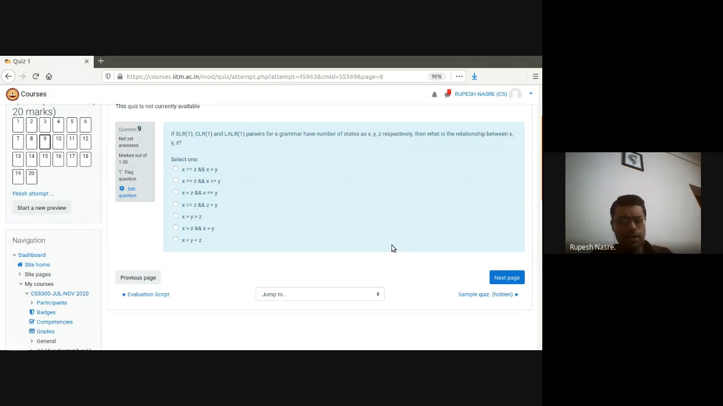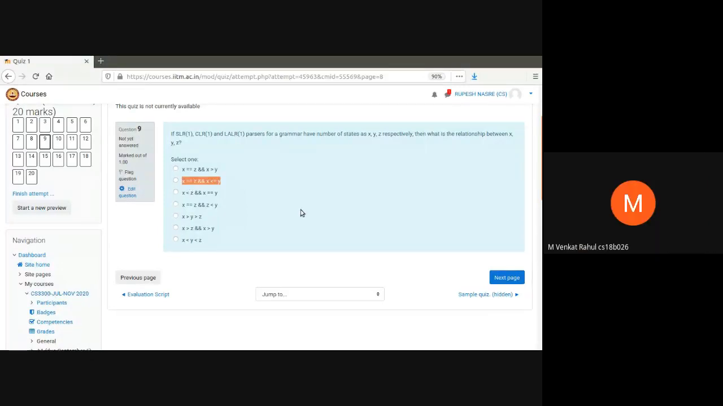Yeah, so this is also again over what we have. SLR1 might have a lower number of states than CLR1, and SLR1 and LALR1 will have the same number of states. So that is X equals Z and X less than or equal to Y, right? So the second answer. Yeah, go ahead.